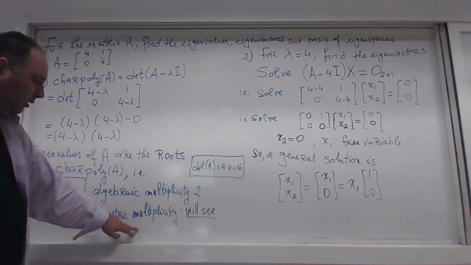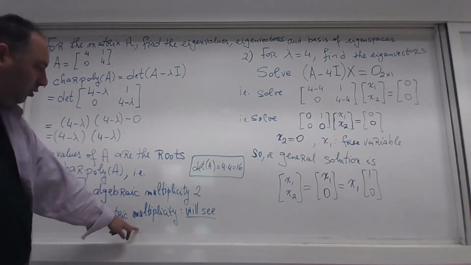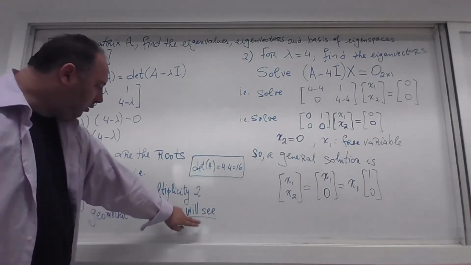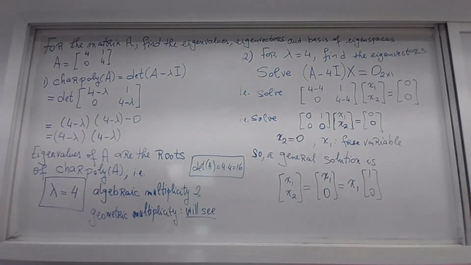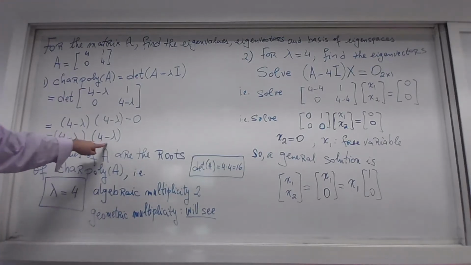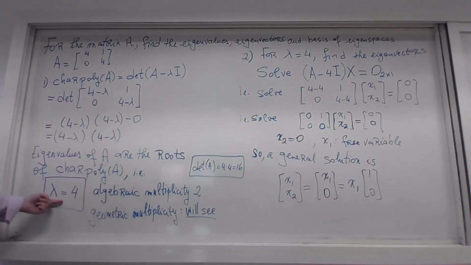Geometric multiplicity, well, it's maybe 1, maybe 2, I don't know. I need to compute it. For algebraic, it's easy. It's just how many times it is a root of the polynomial. It is a root two times, so the algebraic multiplicity is 2 for my eigenvalue 4. But geometric is either 1 or 2. I don't know, I will see. I need to compute. So I have my eigenvalue.